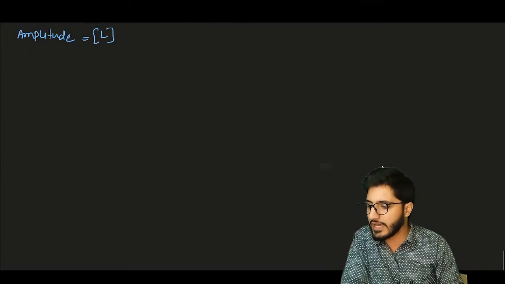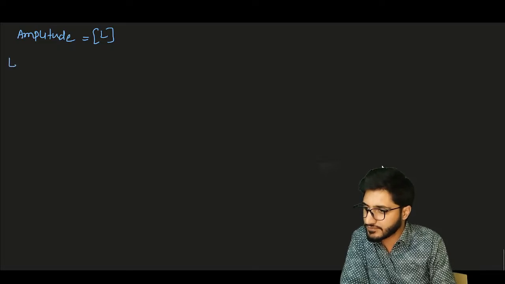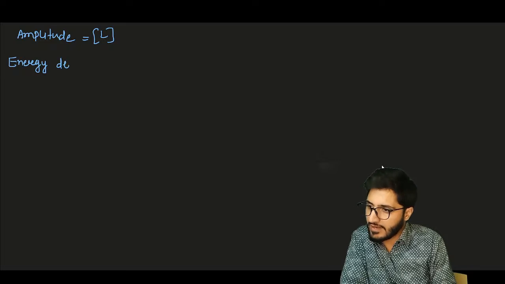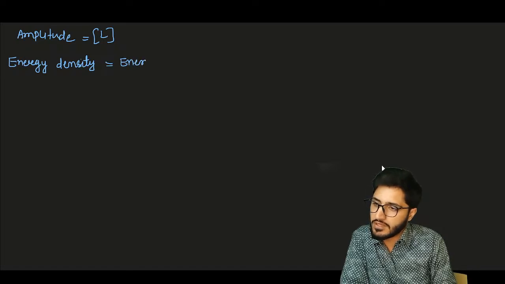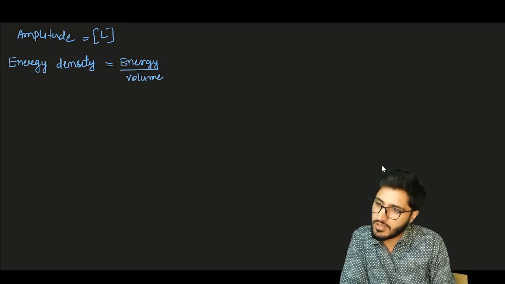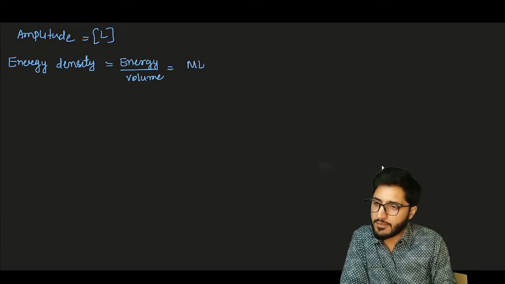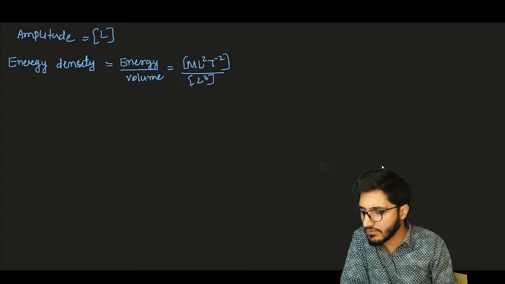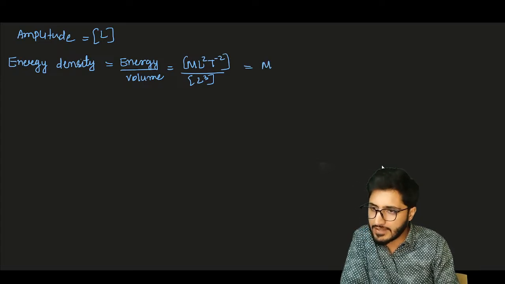Now we are having energy density. So what is energy density? It is energy per unit volume. Energy is how much? ML2T minus 2. Volume is L3. So I can write it as ML minus 1 T minus 2.